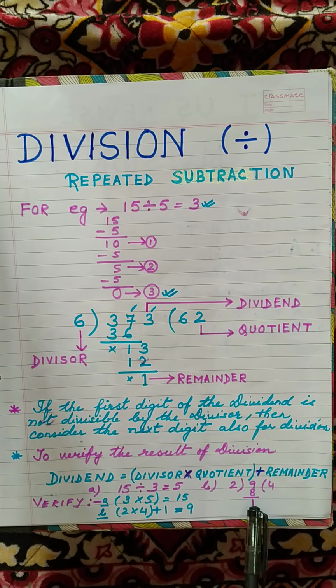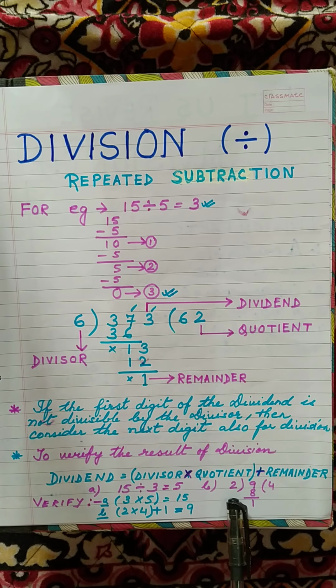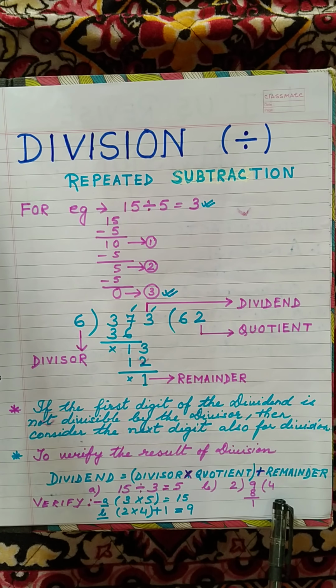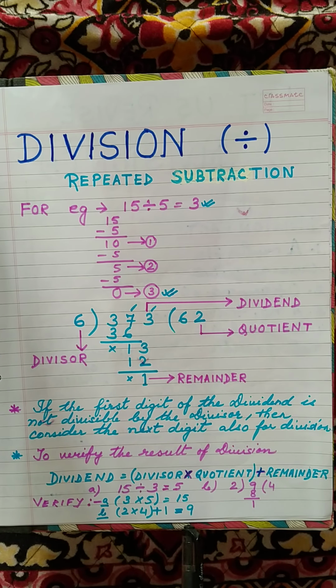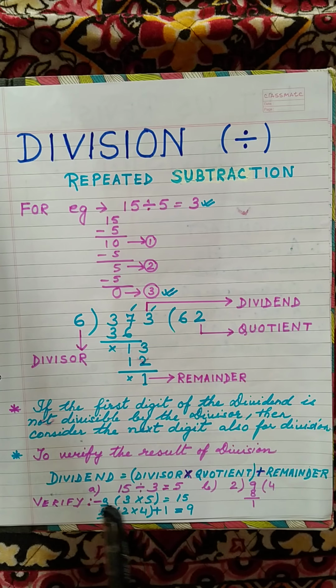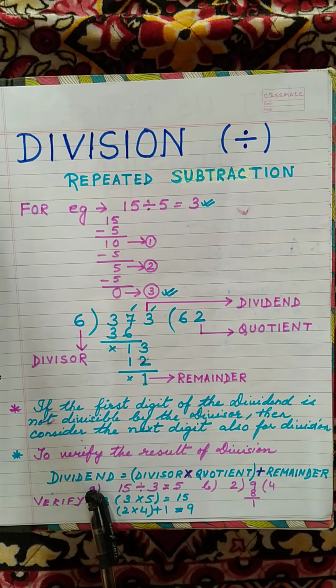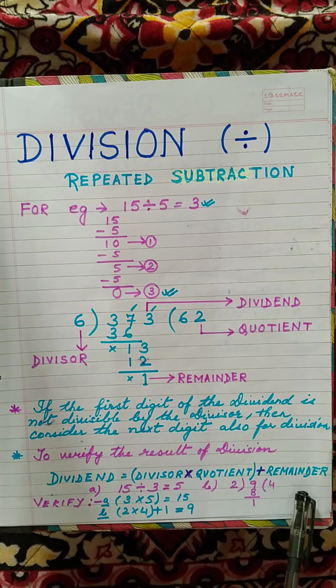In this example, we have 9 divided by 2. So when we divide 9 by 2, we get 4 as the quotient, 1 as the remainder. So 2 into 4 plus 1 is 9. So therefore, the formula to verify the result of division is dividend is equal to divisor into quotient plus the remainder.